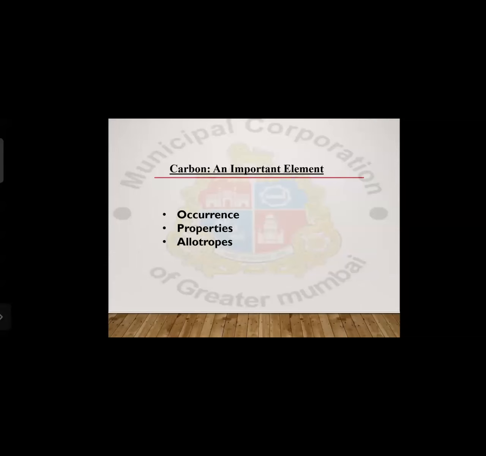One such example is silicon. Silicon is a metalloid. It possesses the properties of both metals and non-metals. So what about our carbon? What type of element is carbon? Let me tell you, carbon is a non-metal.